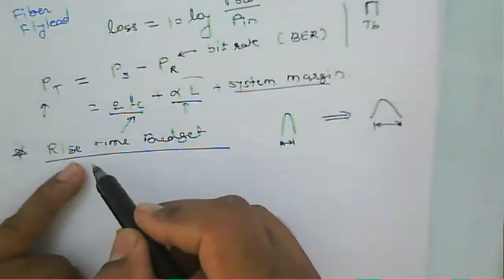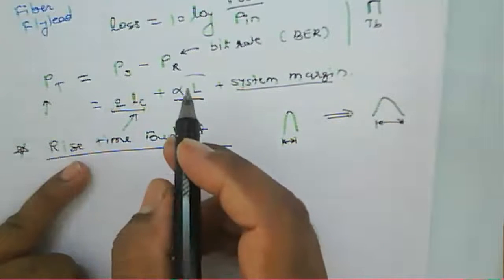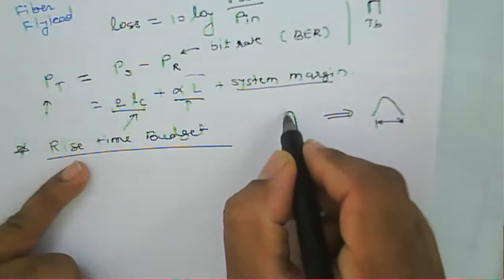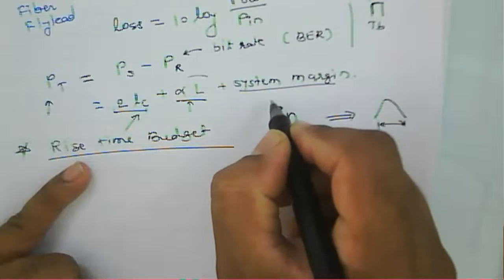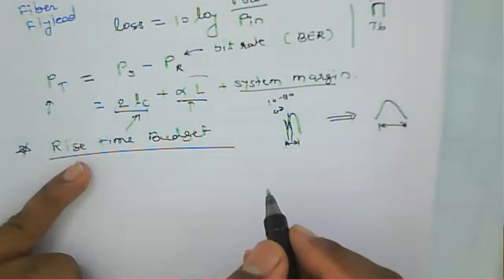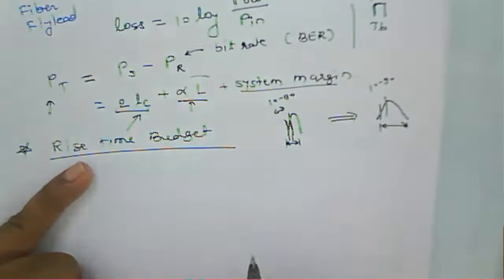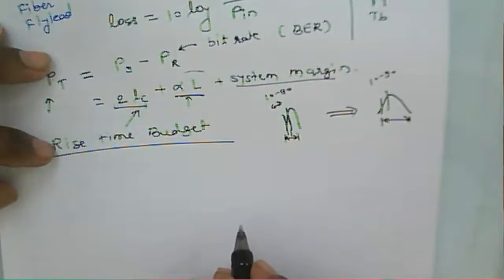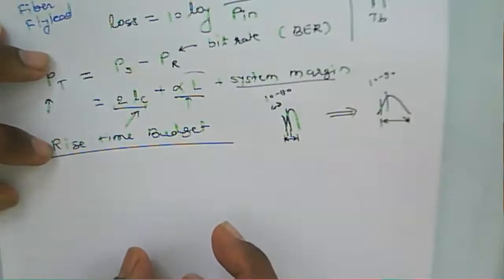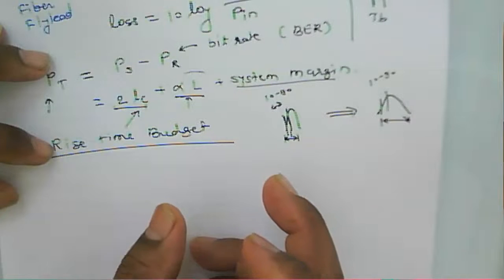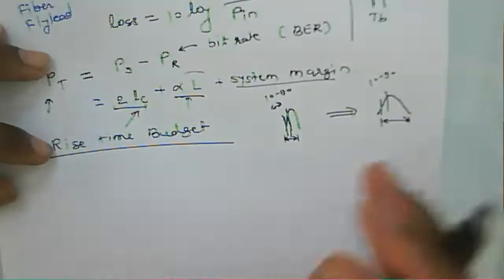Now in terms of a rise time budget, the rise time is nothing but the pulse rise time, that is the 10 to 90% of your input pulse. Similarly, at the receiver it is a 10 to 90%. So that is the rise time budget. The total rise time budget of the link is equal to the root sum square of the rise time from each contributor to the pulse time degradation.